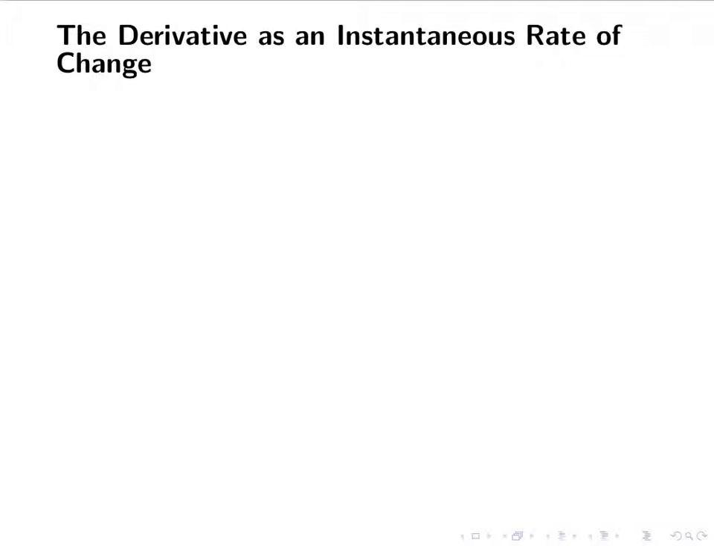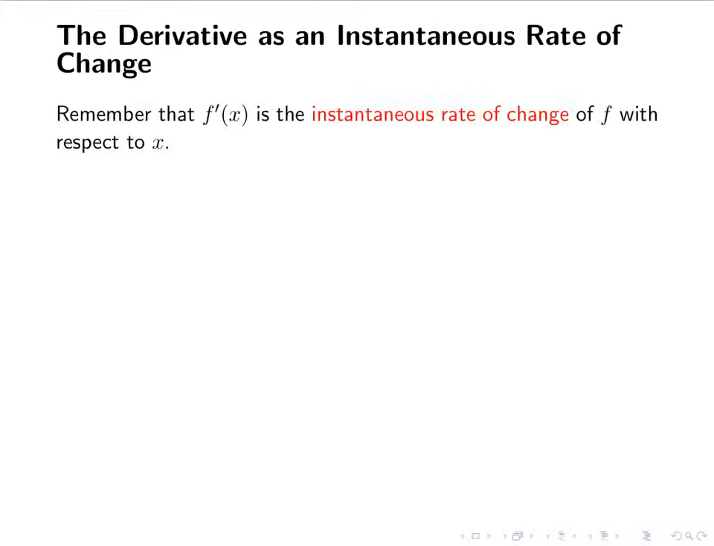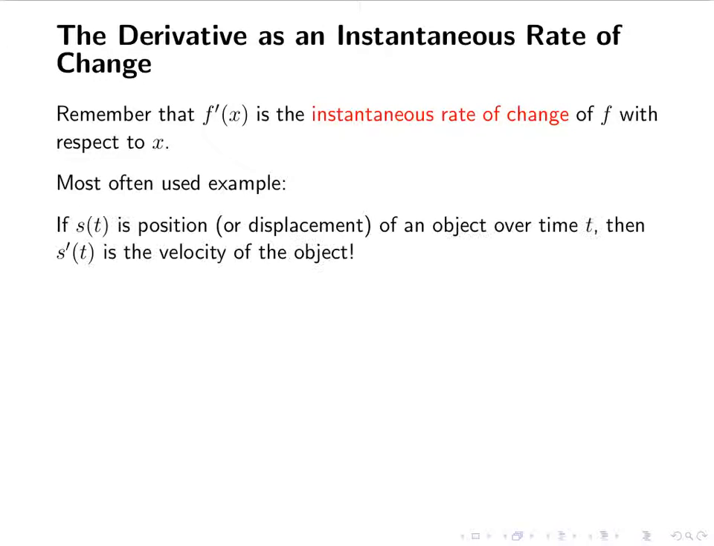Hello everyone. Today we're going to look at the derivative as an instantaneous rate of change. So recall from the last section that f prime of x is the instantaneous rate of change of f with respect to x. The one that we're going to use in this section is that s of t instead of f of x is position, or sometimes called displacement, of an object over time t.